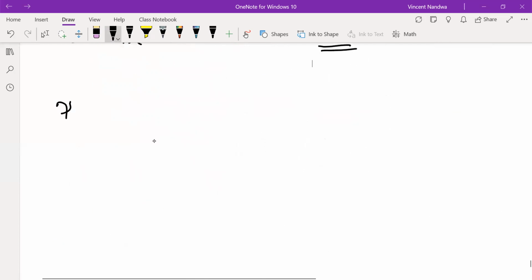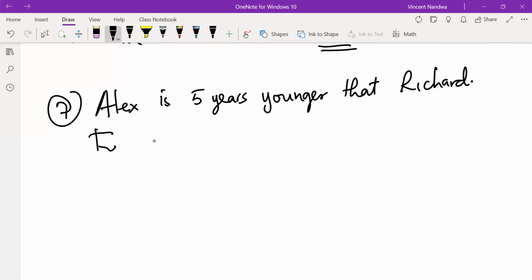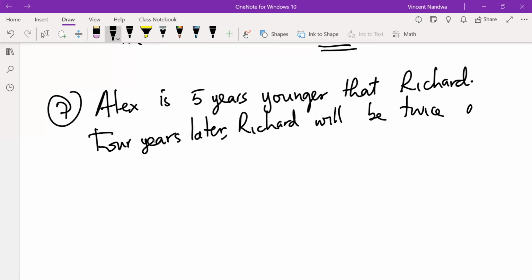Problem 7. Alex, not Aaron. Alex is 5 years younger than Richard. 4 years later, Richard will be twice as old as Alex. Find their present ages.